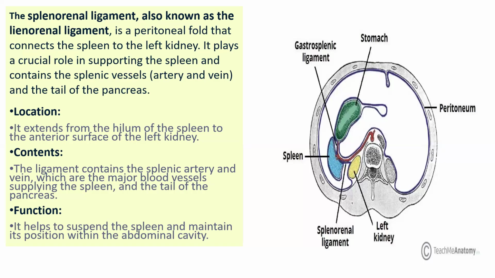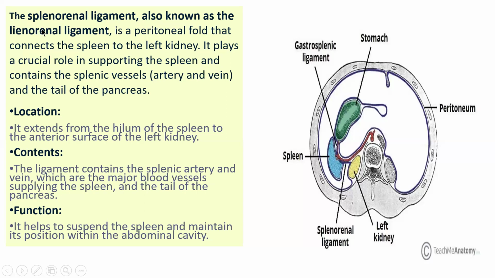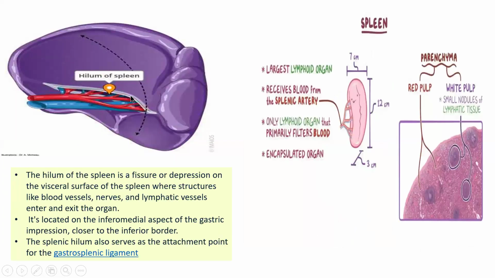So the spleen is also connected with the left kidney with this ligament, and the ligament between the spleen and stomach is the gastrosplenic ligament. The hilum of the spleen, as I explained, is connected with the tail of the pancreas with the help of this ligament. What is the name of this ligament? We have seen, splenorenal ligament. So the splenorenal ligament is connected with the hilum of the spleen.